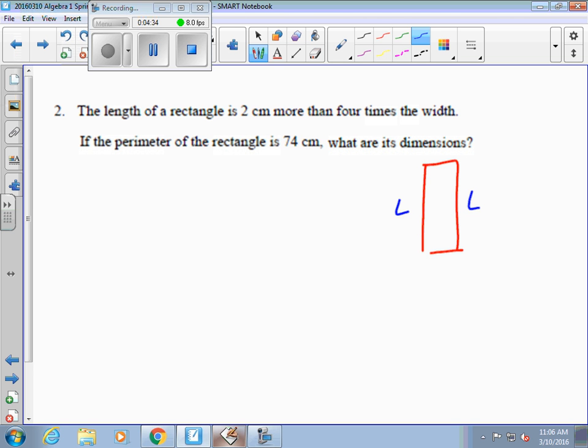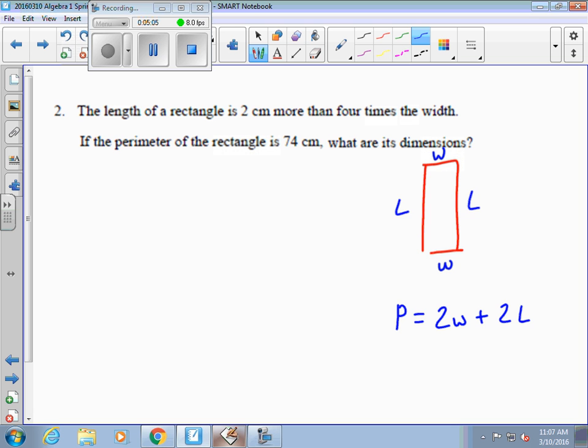So call one of them length and the one on the other side the same. This width is the same as this one. That's what rectangle means. It means they have right angles, which means the opposite sides are the same amount. So we have 2 widths and 2 lengths. Perimeter is the distance all the way around. Perimeter is 2 times the width plus 2 times the length.